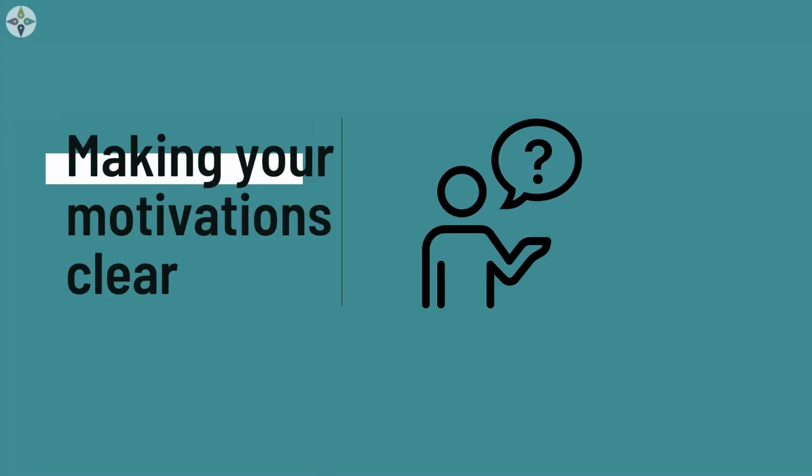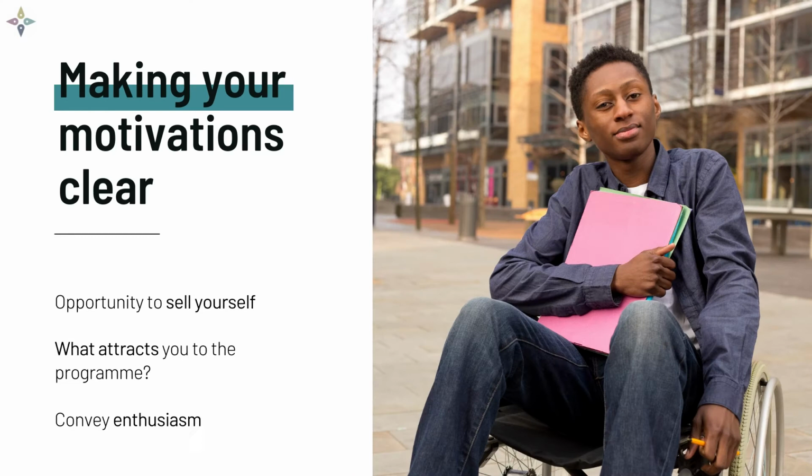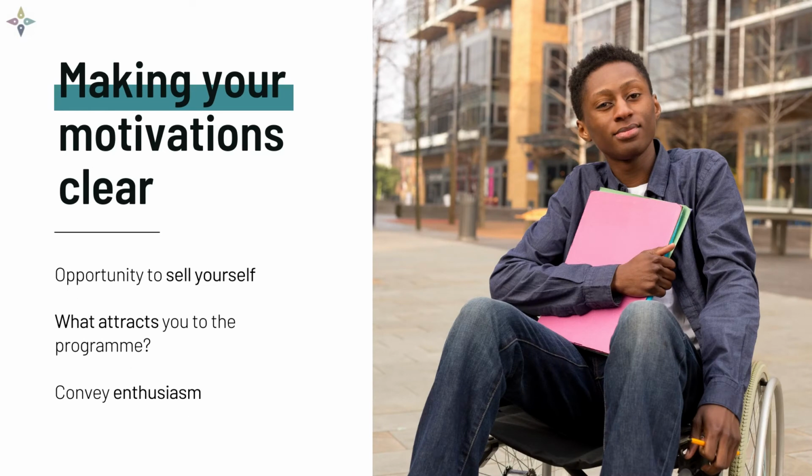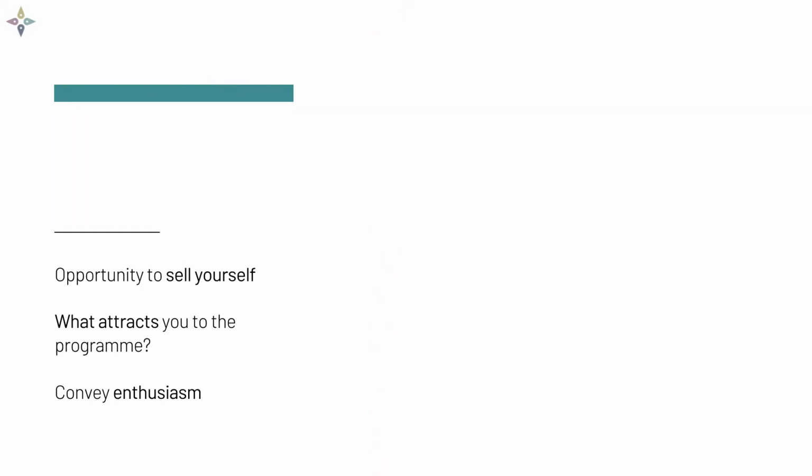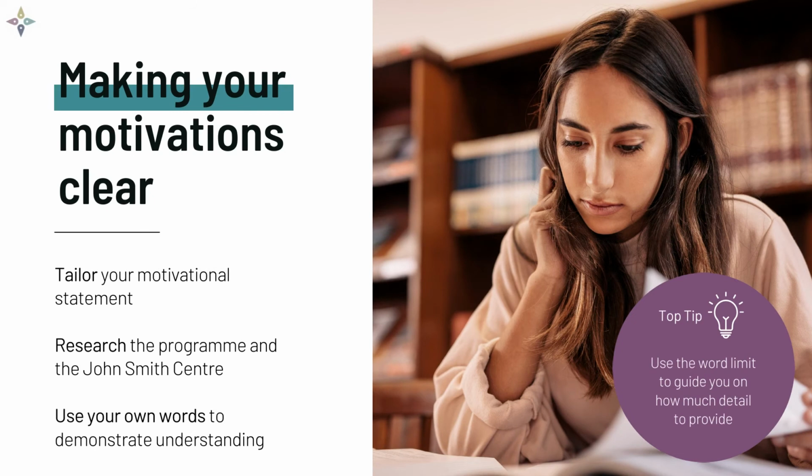Making your motivations clear. As part of the application form, we'll ask you why you're applying for a position on the Emerging Leaders programme. This is your opportunity to really sell yourself. Think carefully about what attracts you to the programme and ensure you convey enthusiasm for both the programme and the values of the John Smith Centre. One of the most common reasons for an application not being shortlisted is a generic motivational statement that is not specific to the programme. A good motivational statement starts with research.